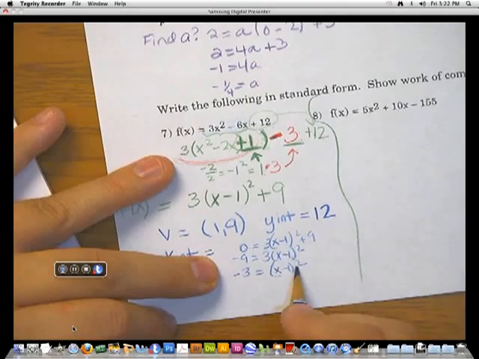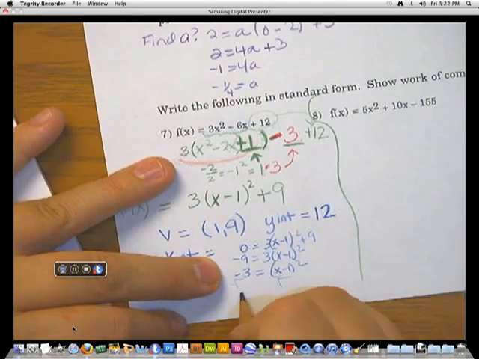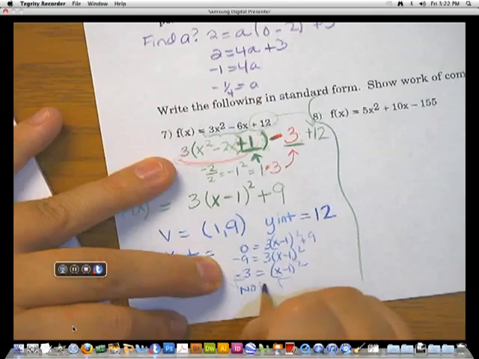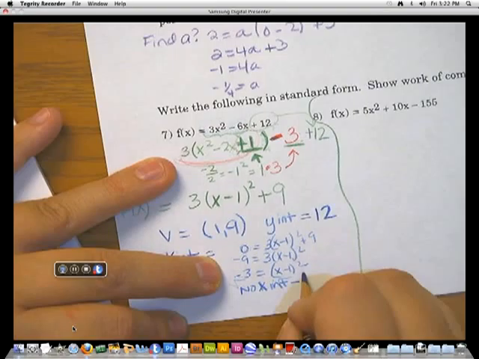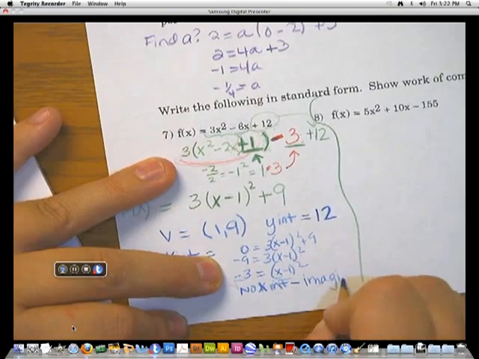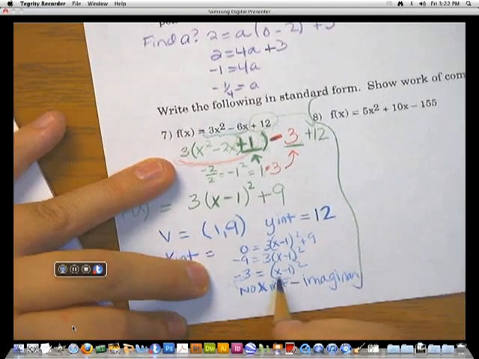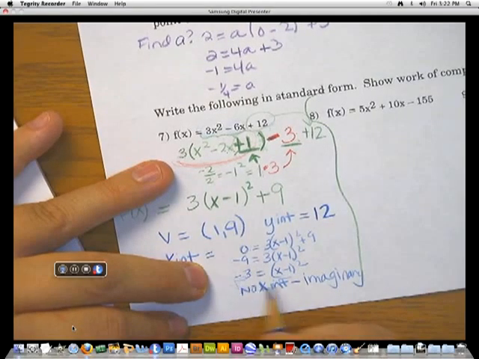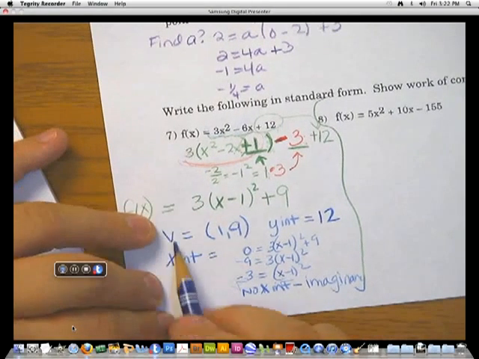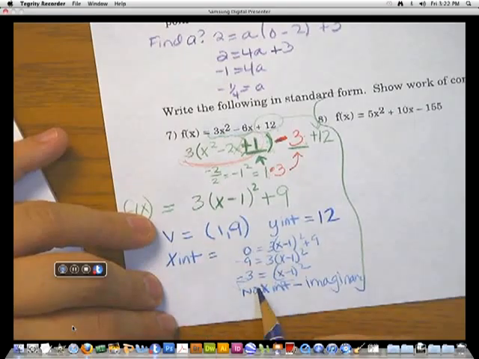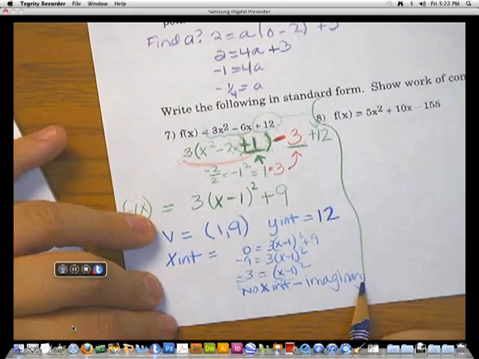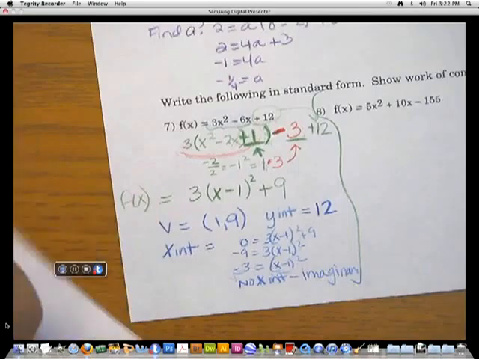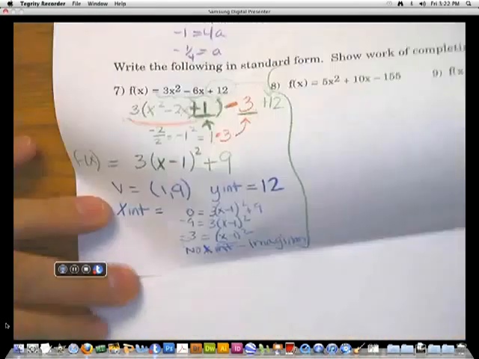Now when I go to square root this, when I square root both sides, I get that there are no x-intercepts because they're imaginaries. Because when I square root a negative, I can't get a real number. When I square root negatives, I get imaginaries. So I would say the x-intercepts are none. They're imaginary.